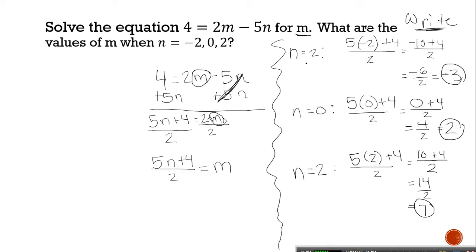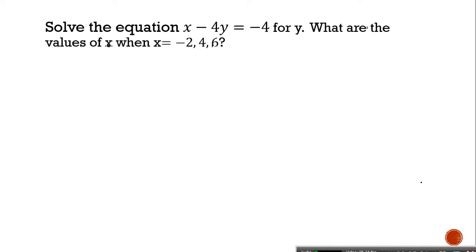So I found when n equals -2, m is going to equal -3. If I have 0 for n, I'm going to get 2 for m. If I have 2 for n, I'm going to get 7 for m. Let's take another look at an example like this.